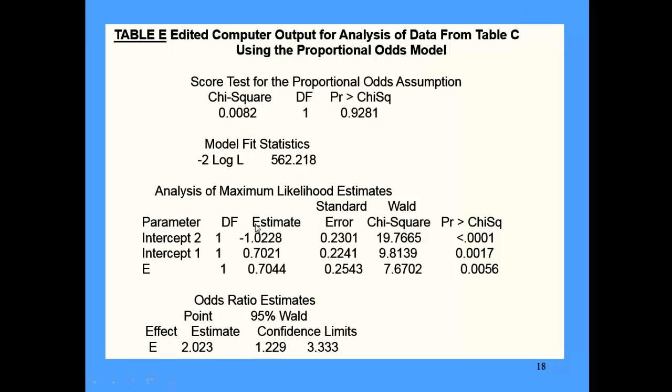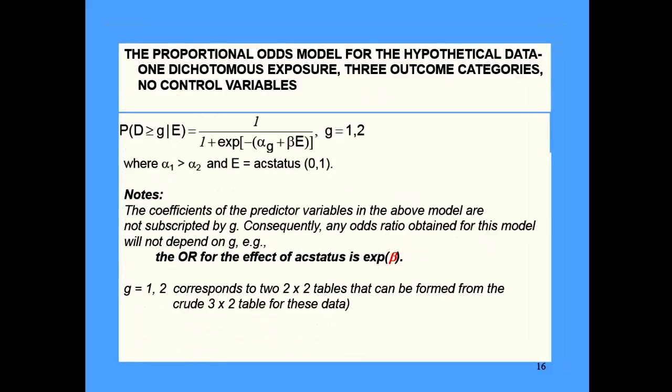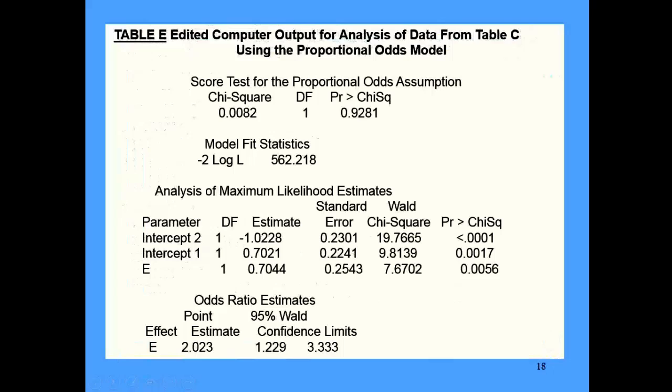Now, notice the output over here. What's different about this output from the polytomous output? Well, you see 2 intercepts. You know you're going to get 2 intercepts because you've got alpha sub G. But how many estimated coefficients do you have for the exposure variable? 1, because that's what the model says. You don't have a different coefficient depending upon G. It doesn't depend upon G. So you only get 1 of these.